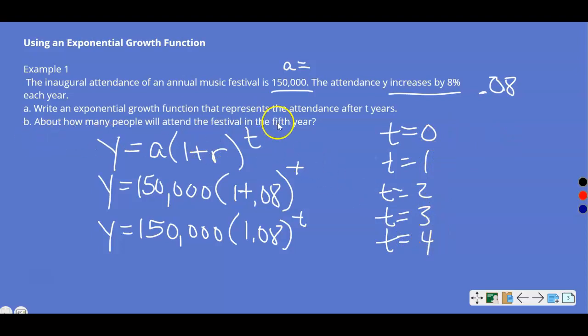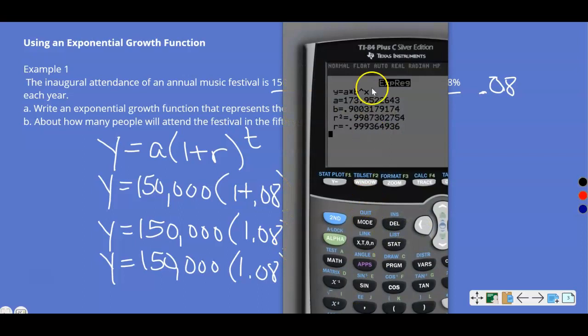So to find out how many people attend the festival in the 5th year, we're going to substitute 4 in for t. So y equals 150,000 times 1.08 to the 4th power. All right, let's see.